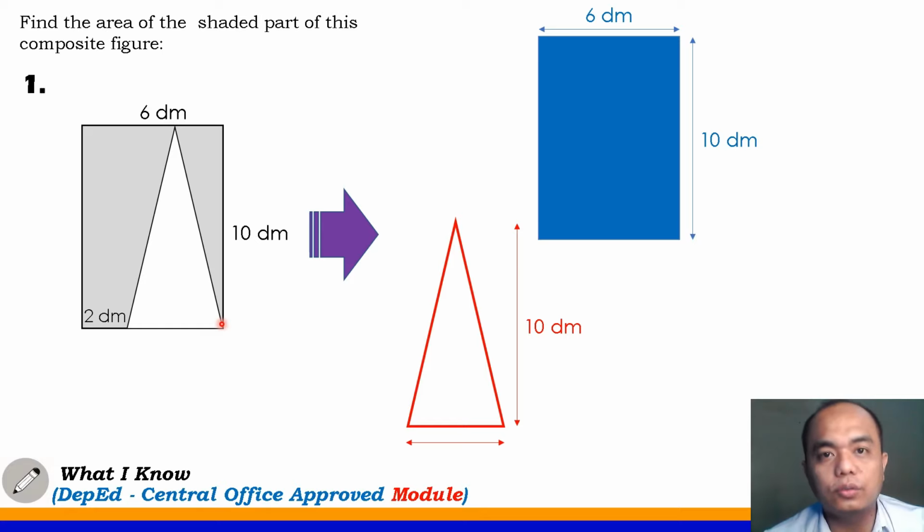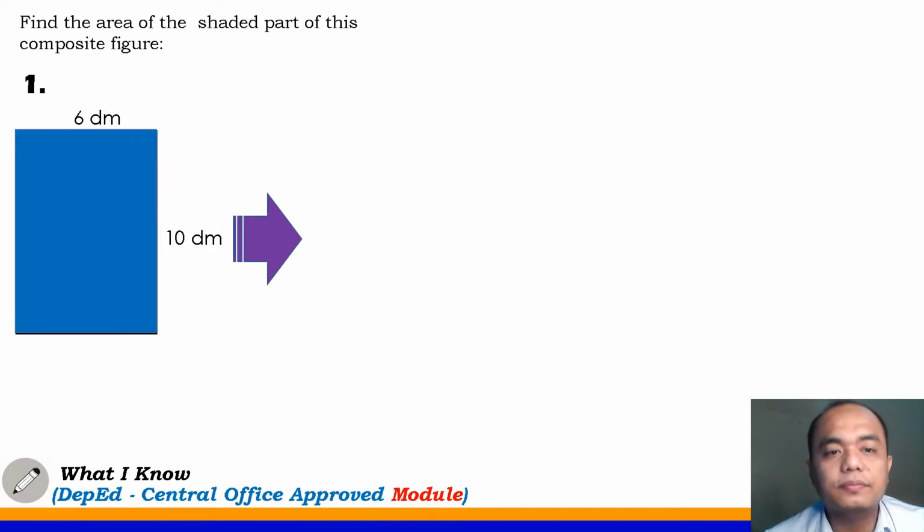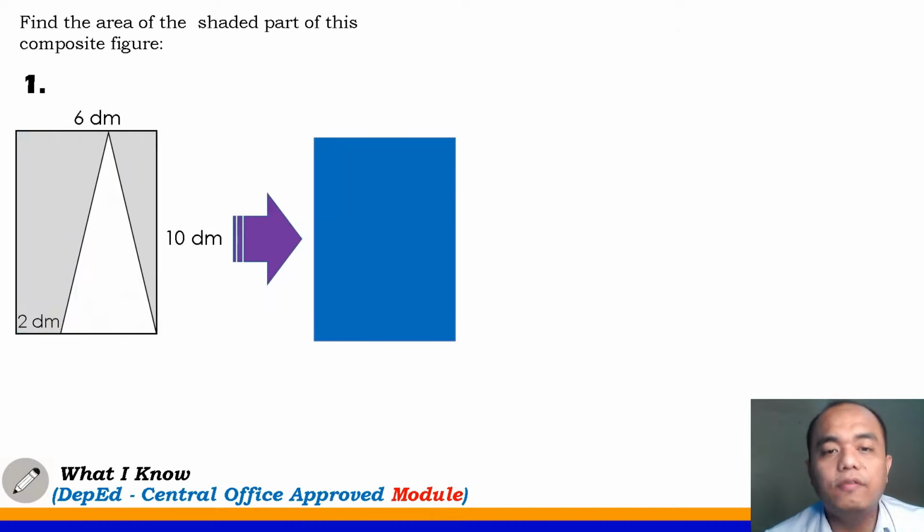What are you going to do? Yes, we will subtract 2 from 6 decimeter. And the difference would be the measurement of the base of the triangle. And that is 4. We have now complete data in finding the area of the composite figure we have here. Let's start with the area of this figure, which is your shaded part, the rectangle.